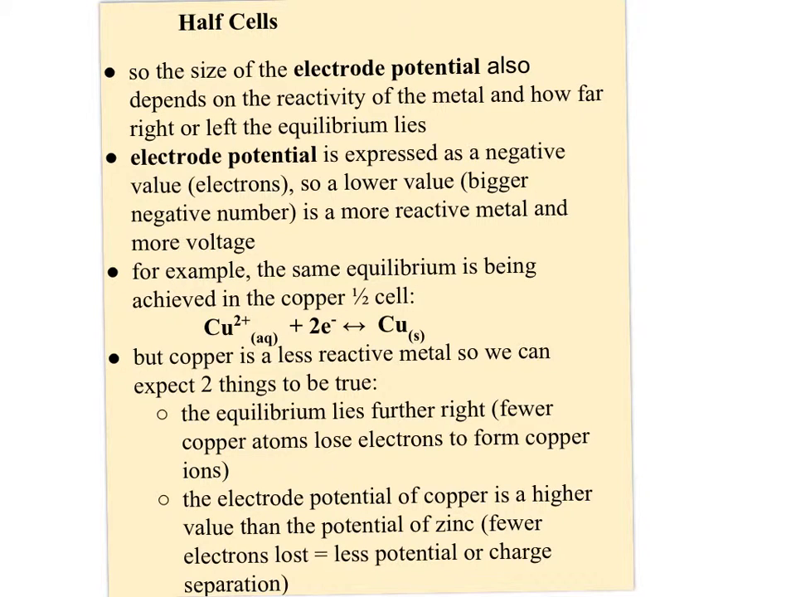So the size of the electrode potential also depends on the reactivity of the metal. A more reactive metal is going to have the equilibrium further left and more electrode potential. And a less reactive metal will have the equilibrium further right and less electrode potential. So the same equilibrium is achieved in the copper half cell, but copper's less reactive, so we can expect that the equilibrium is going to lie further right. There'll be fewer copper atoms losing electrons, and the electrode potential of copper is going to be a higher value because electrode potential is expressed as a negative number. So copper is going to have a higher number or less electrode potential.